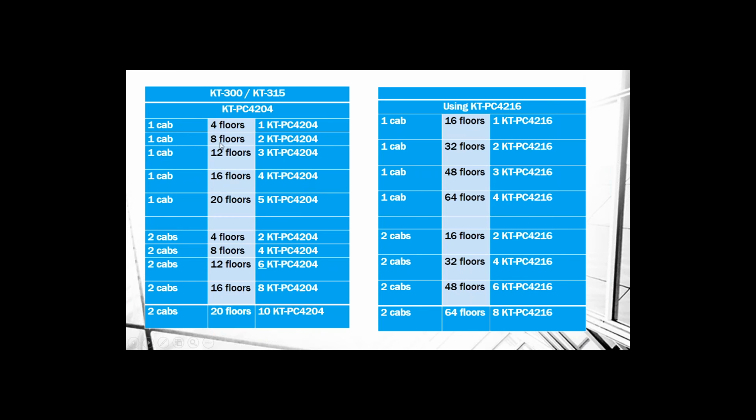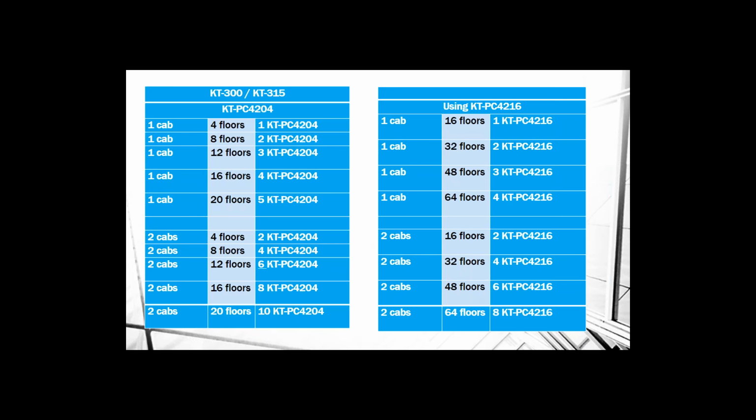If we take a look on the right, 1 cab, 16 floors, if we're using an output module, we just need 1 because 1 output module comes with 16 outputs. Of course, we're going to need additional relays, for 16 floors, 16 KT-RM1, 1 for each floor. And we can go on up to 64 floors, either with the relay module or output module.